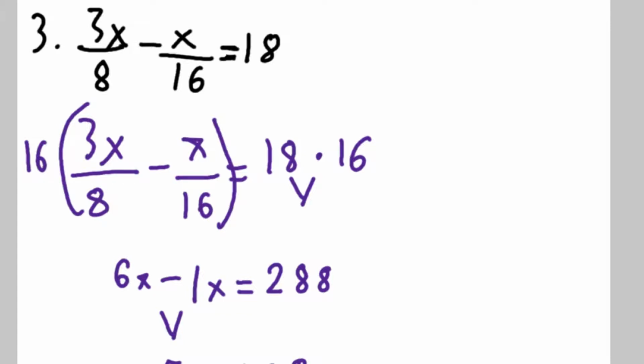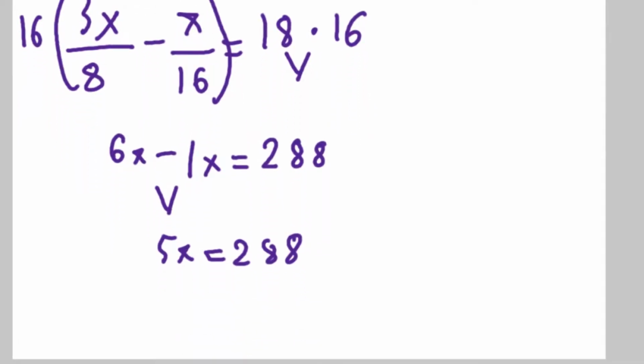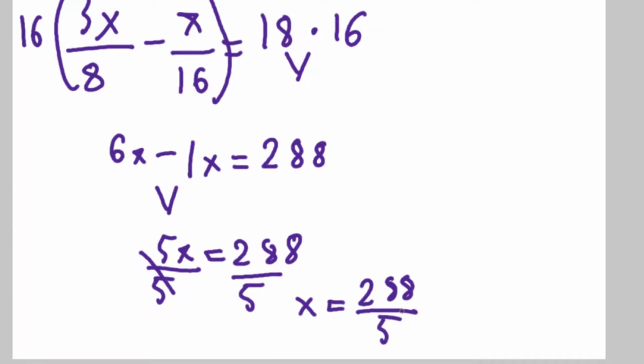Let me make sure you guys can still see the screen. Nope, you can't. Let me move this down. And now let's do the inverse operation, dividing by 5, and x equals 288 over 5, which is equal to 57 and 3/5.